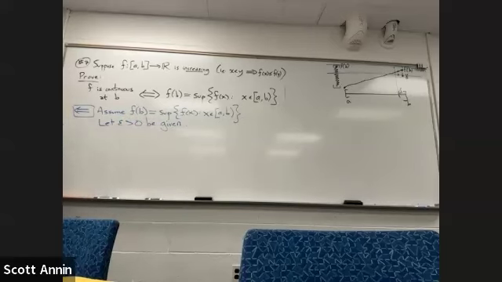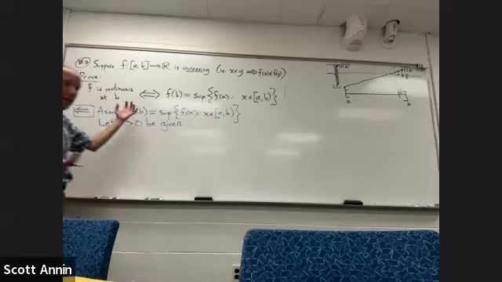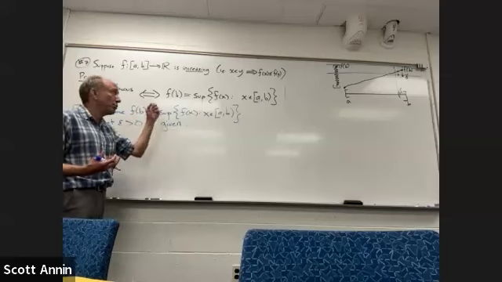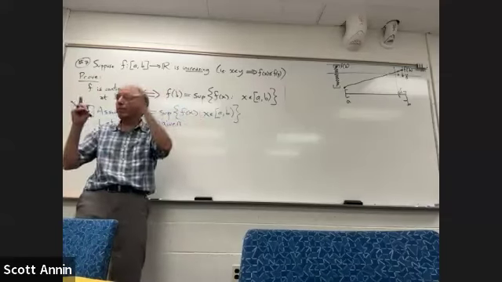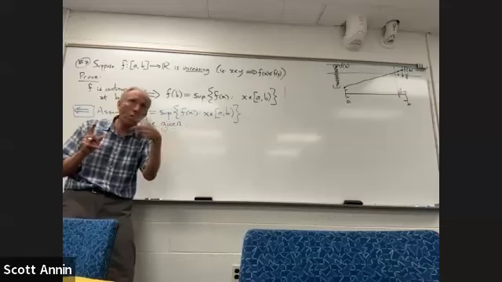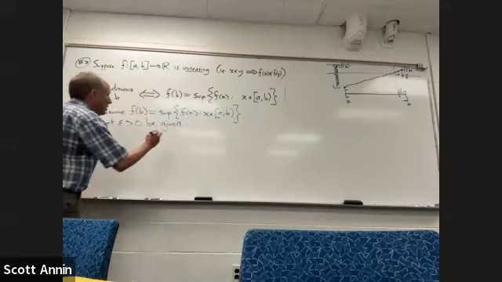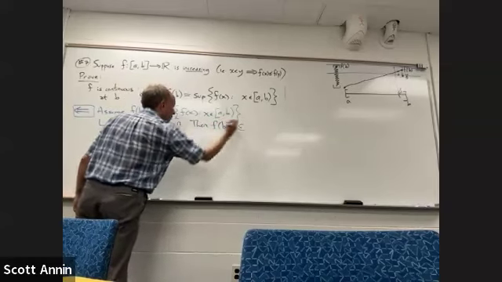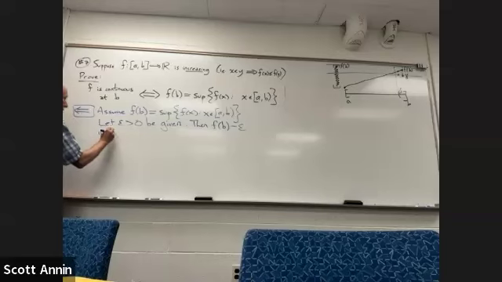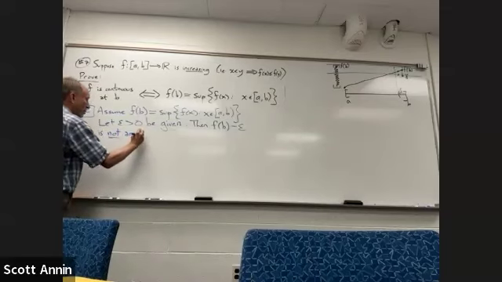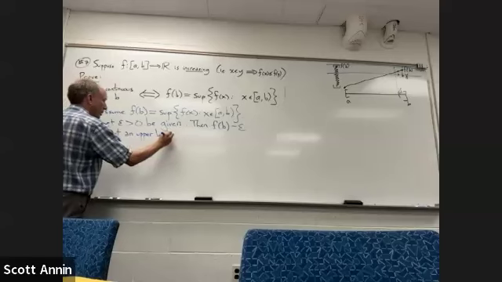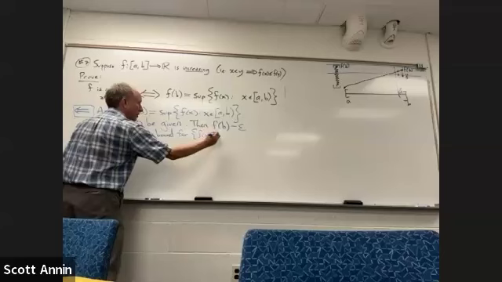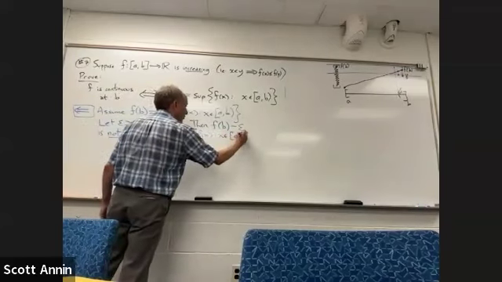f of b minus epsilon. If I subtract epsilon from f of b, I'll have something that's smaller than f of b. But f of b was supposed to be the least upper bound for the set. So f of b minus epsilon won't be an upper bound at all. Let's look at that, okay? So f of b minus epsilon is not an upper bound for the set of these f of x's where x is in the interval from a to b.